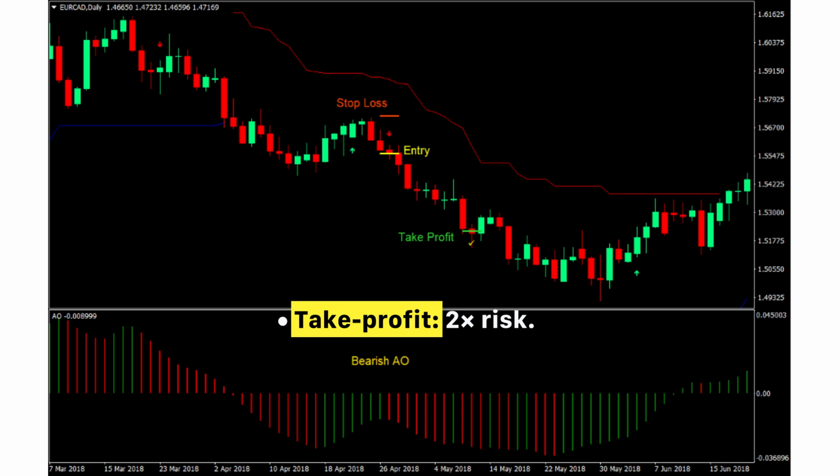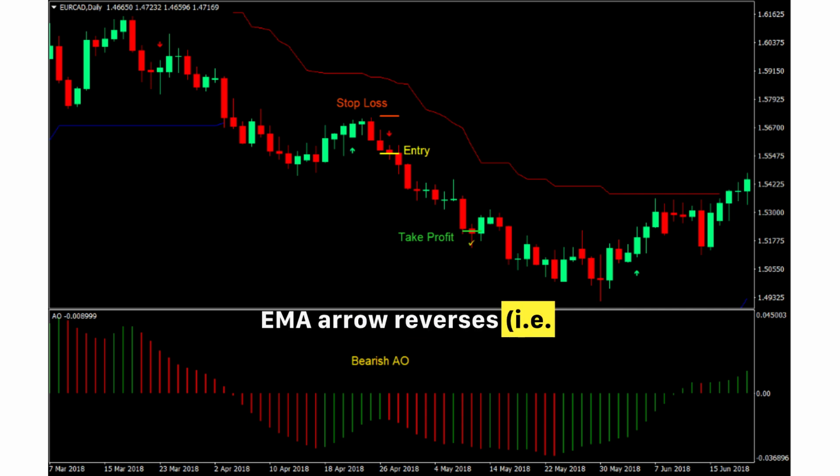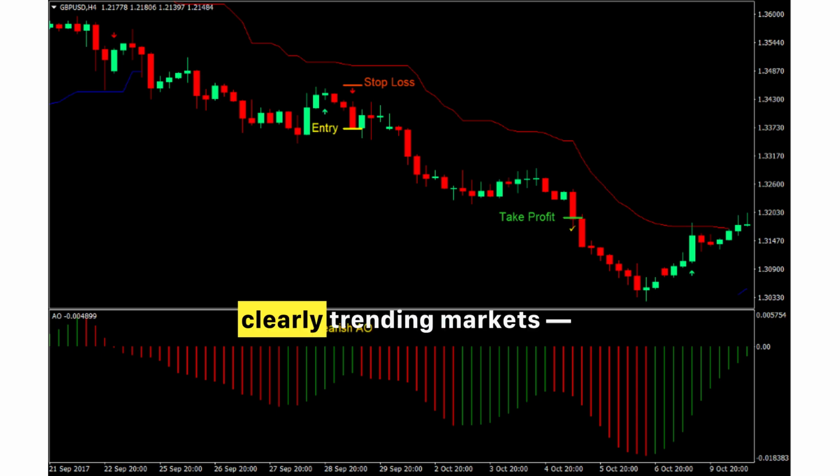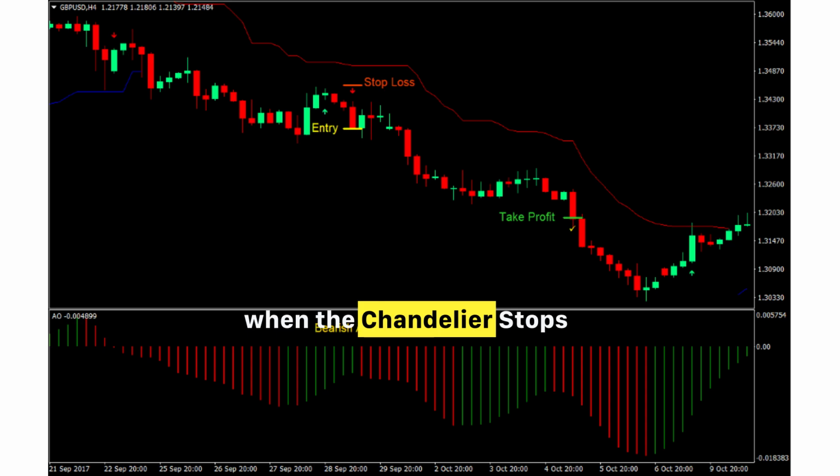Take profit, 2 times risk. Exit when the EMA arrow reverses, i.e. up arrow. For risk control, only take this setup in clearly trending markets, when the chandelier stops and AO agree.